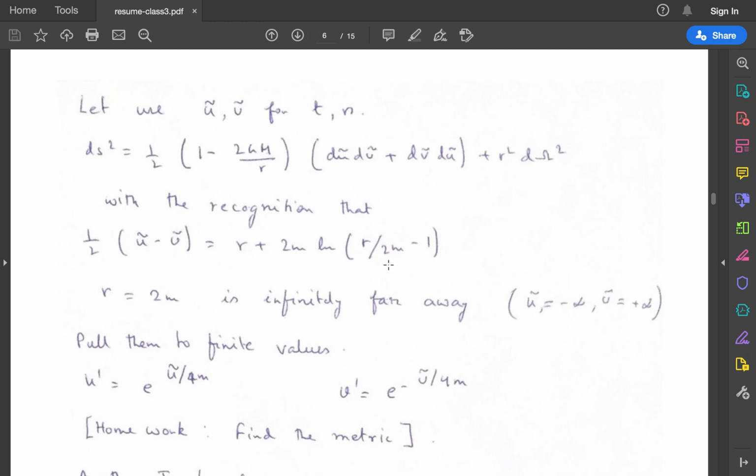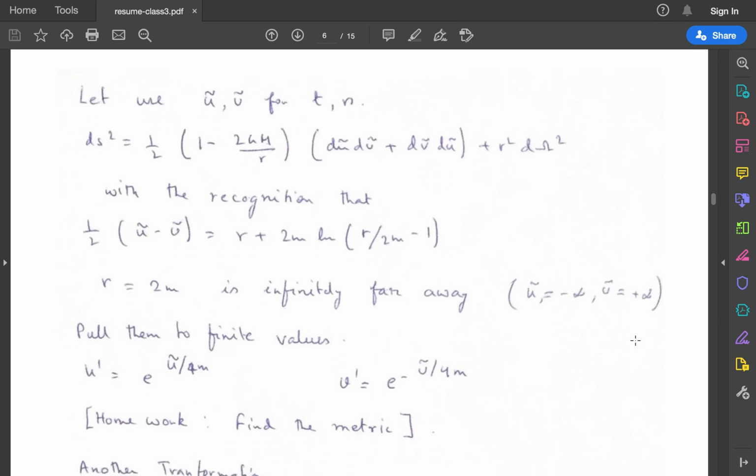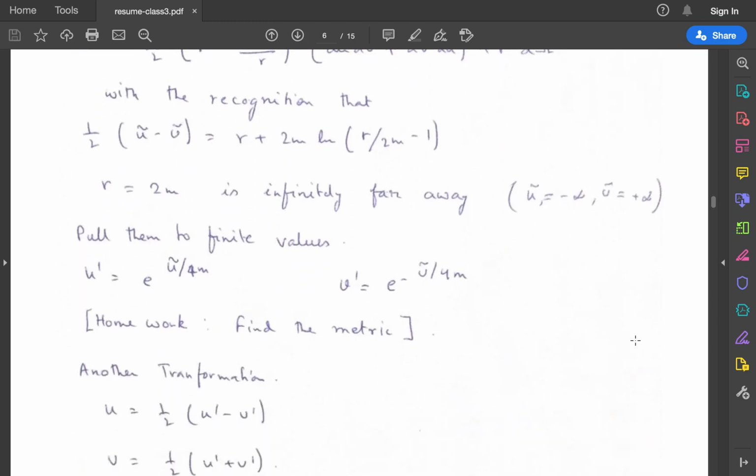Check it here. If I put r equal to twice m, this becomes infinity. So this becomes r plus infinity, and so r equal to twice m has gone to infinity. This r equal to twice m happens either at u tilde equal to minus infinity or v tilde equal to plus infinity. So instead of the infinity which was happening at r equal to twice m, we have shifted it to plus minus infinity. However, this is also not very good, because these are points we want to look into. So how can we pull them to finite values? We can pull them back to finite values.